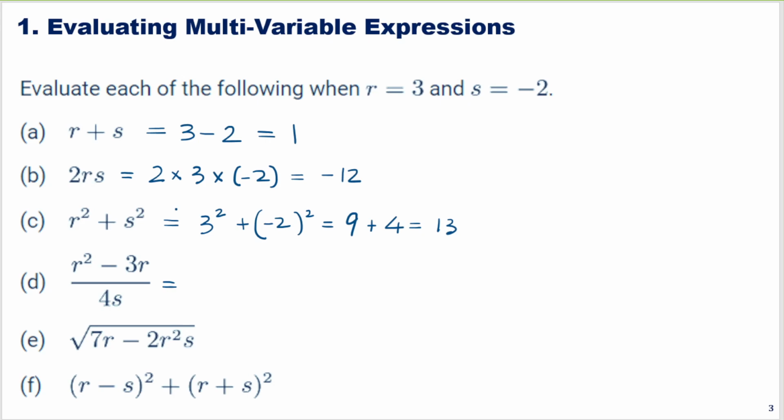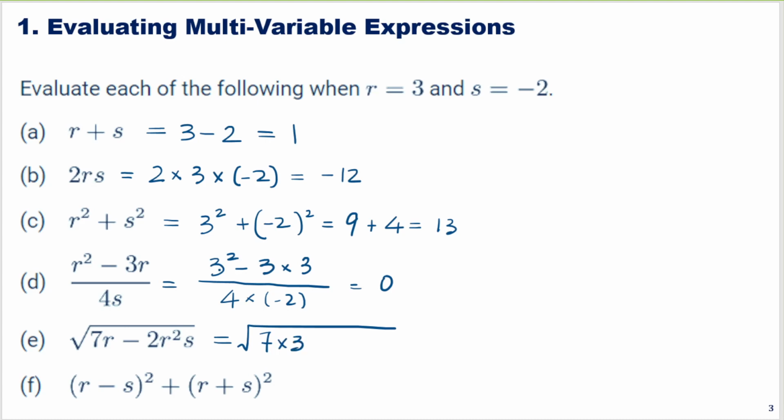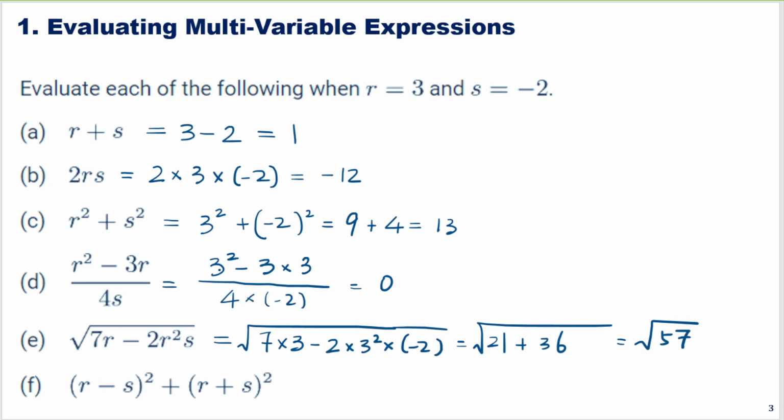Okay, next one. r squared is 3 squared, minus 3r, which is 3 times 3. Well, actually, you don't have to compute the denominator, right? As long as the denominator is not 0, this will give you actually 0, right? Next one, square root of 7r is 7 by 3, minus 2 times r squared times s. So this means 21 plus 36, which is square root of 57, right?